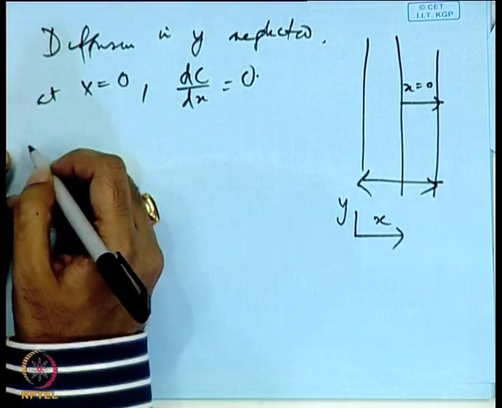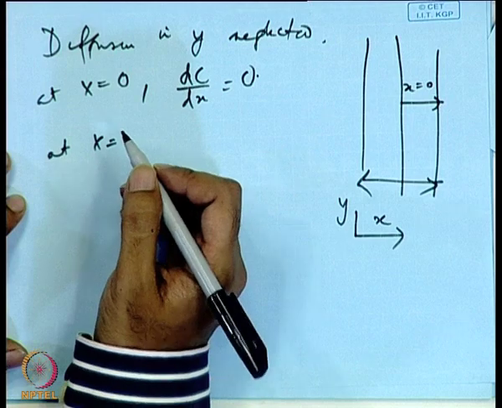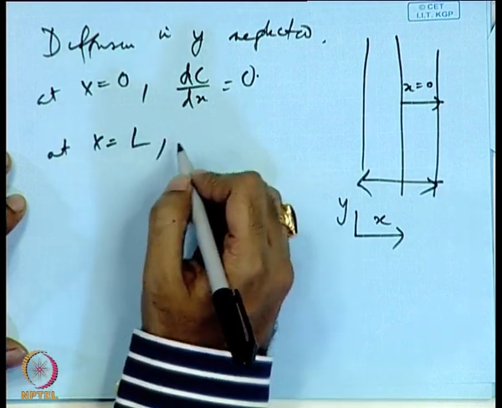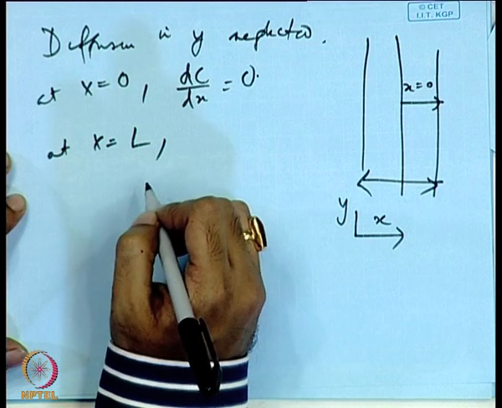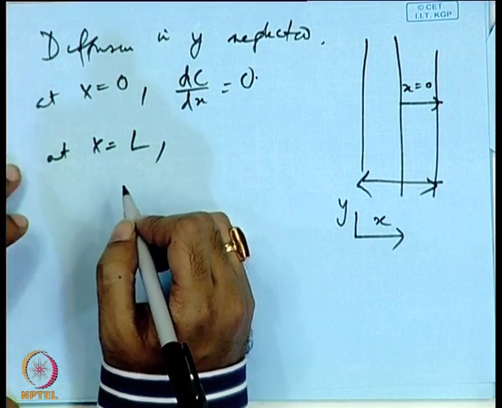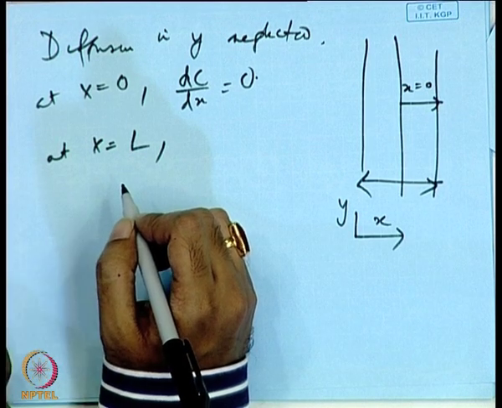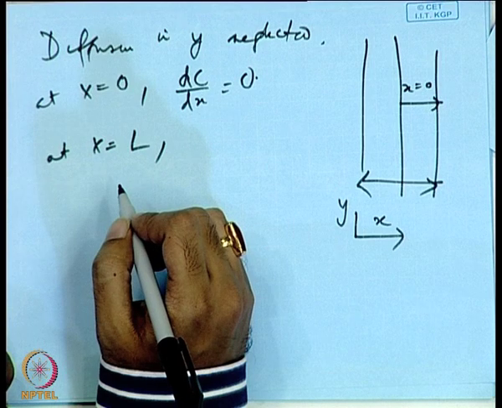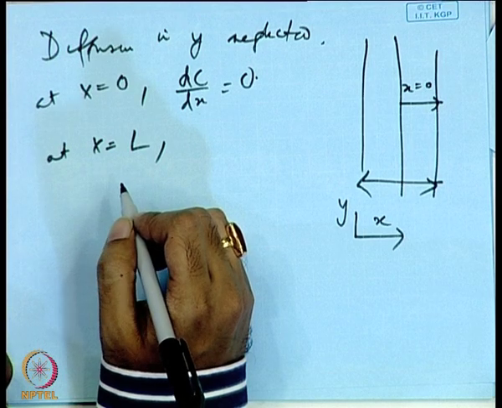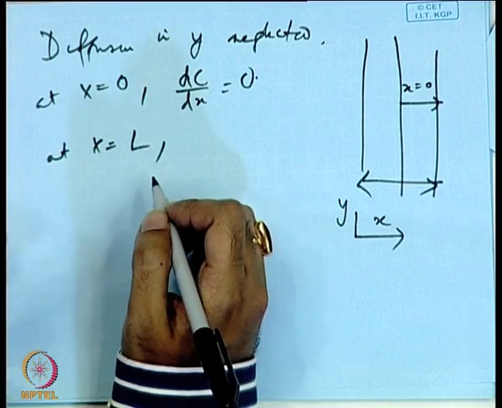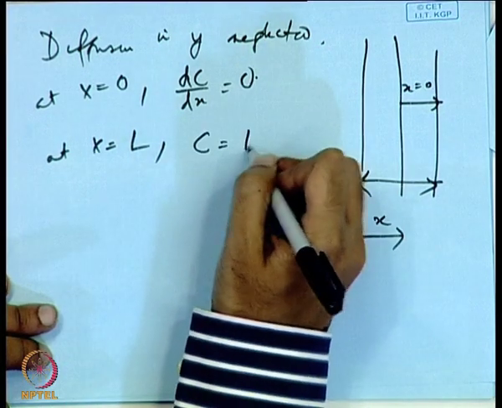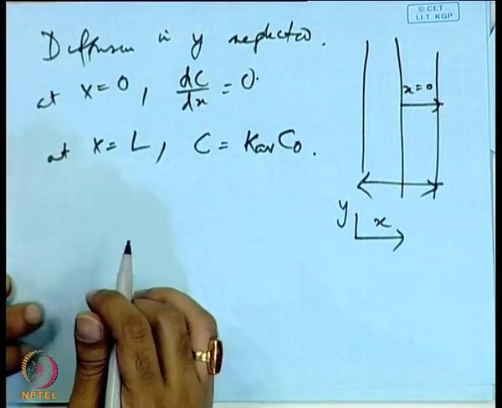Now, what would be the other condition? X equals L, what? There are several possibilities with this, so you have to just pick one. Let us talk about the simplest now, and we will do the more complicated one next class. Continuity is the simplest form. You can have a Robin boundary condition, which is a flux type with a concentration, or you can have simple continuity. So let us assume the simple one, which is continuity at this point. So this would be KAV C naught.